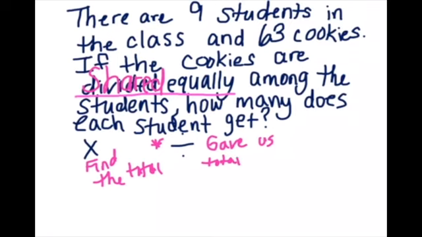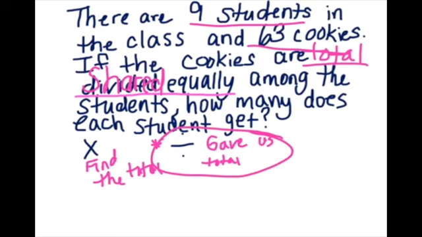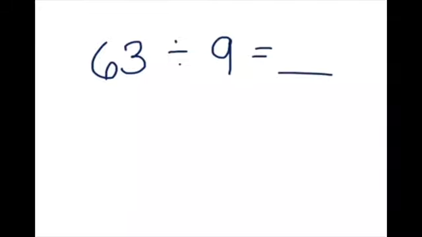So I see that there are 9 students in the class and there are 63 cookies. We need to share those cookies or divide them equally. So 63 is the total of cookies. We need to find out how many each student can get. So we already have the total and we know we'll be dividing. So when we divide, we always have the big number first. 63 divided by how many students? 9. And then we have our unknown, and we need to find out our answer.